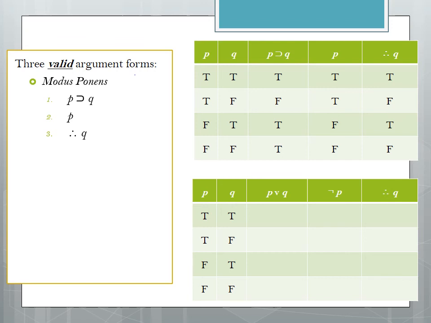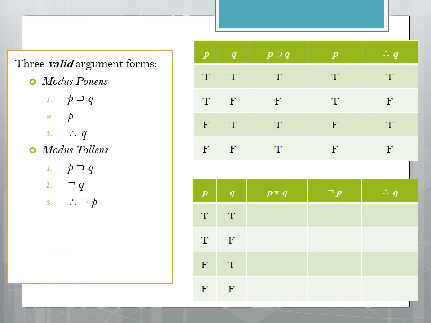If we look along all 4 rows, then the only row where the premises are all true is the first row. On the first row, the conditional is true and P is true. So we have all true premises. But the conclusion is also true. So there are no counterexamples within this truth table. On every other row, 2, 3, and 4, there's at least one false premise. So not all premises are true. So there are no counterexamples to modus ponens, which shows us that this is a valid argument form, and hence that any argument which has that form is a valid argument.